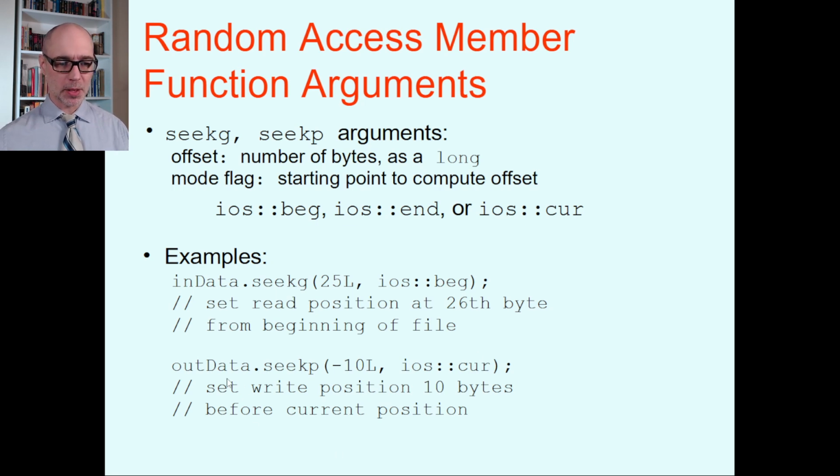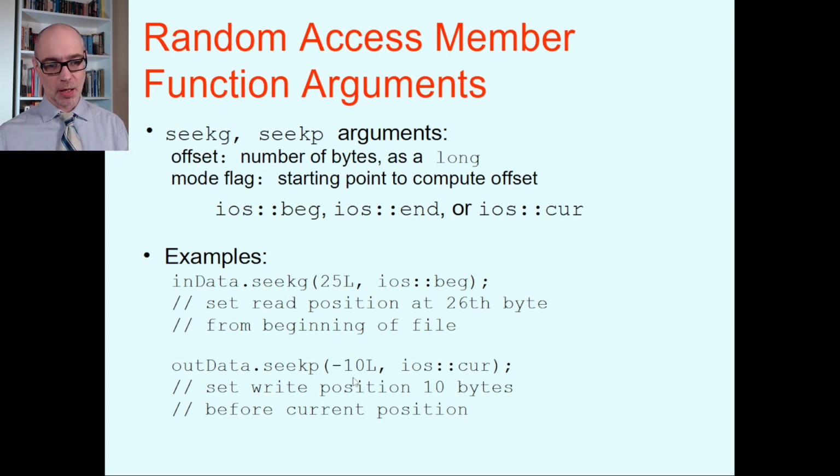Another option down here is, let's say you have an output file, and you can mix and match either of these functions that you want. Let's say you have an output file called outData, and I want to jump to a particular location. I've already done some writing in the file. I'm some number of bytes into it at this point. I can write outData.seekp, and you notice that the first argument here is -10.